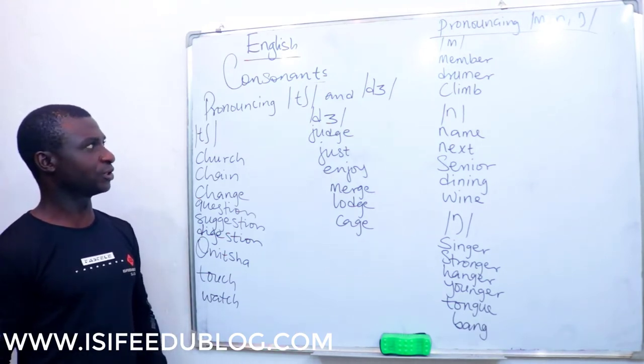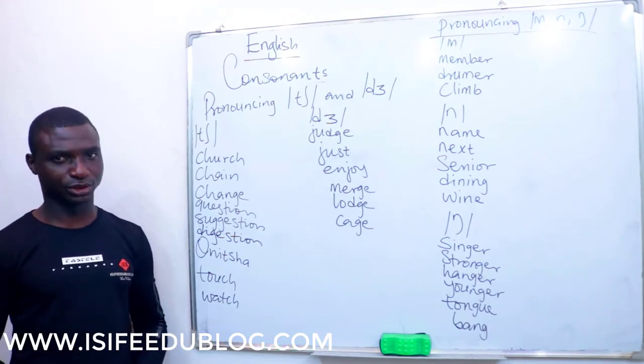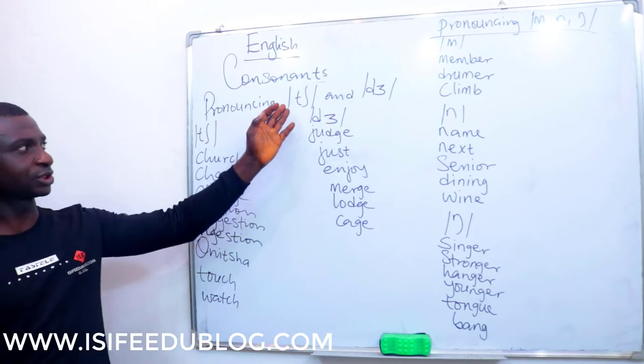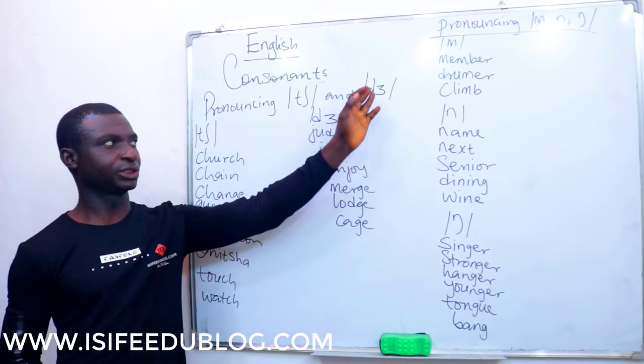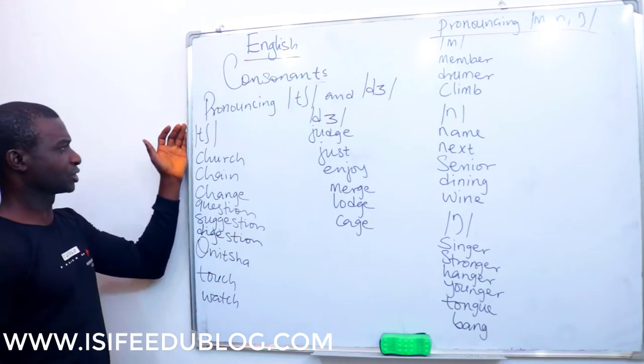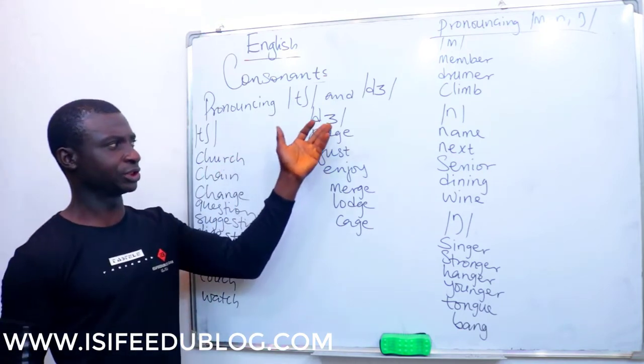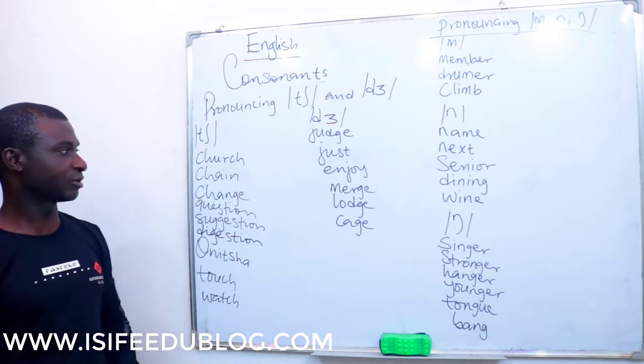May we conclude our lesson on consonants with the last 9 consonants. We'll start with the affricates, ch and j. Here is ch and here is j. Now, ch is a voiceless sound, while j is a voiced sound.